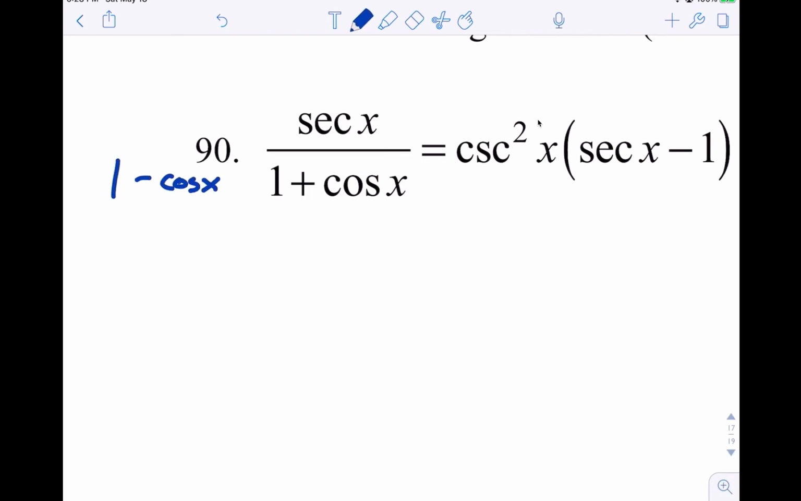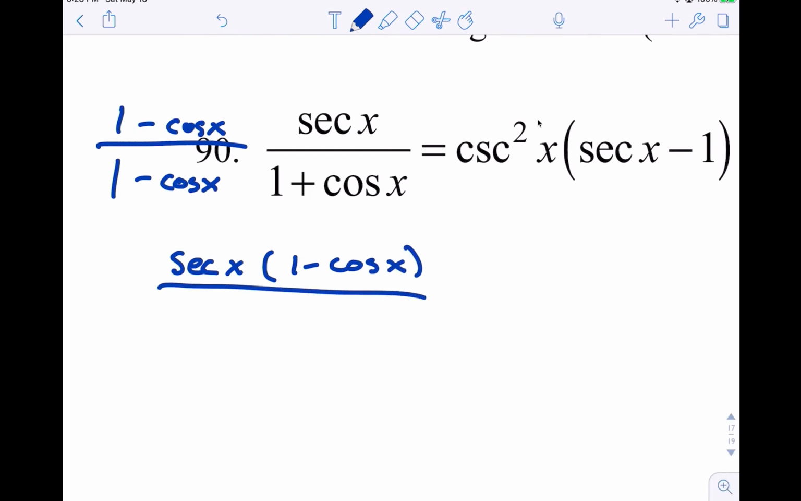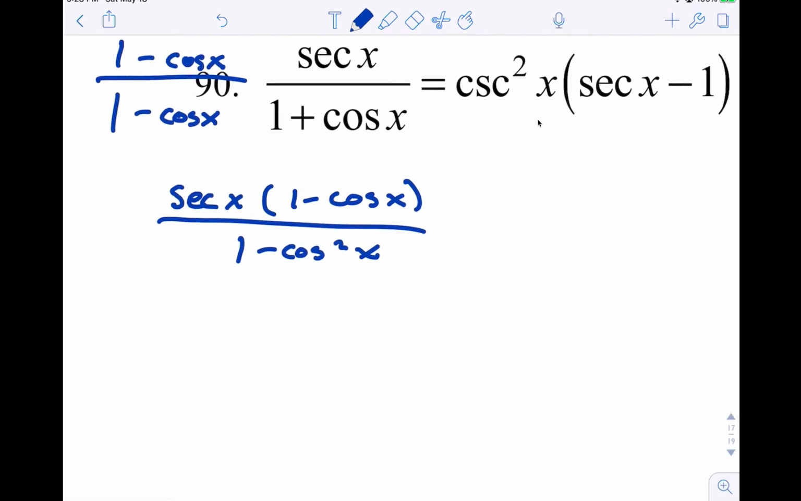So 1 minus cosine, 1 minus cosine. So that's going to be secant times 1 minus cosine over 1 minus cosine squared. Now if I multiply the top out, that's going to give me secant of x minus 1 over, 1 minus cosine squared is sine squared.